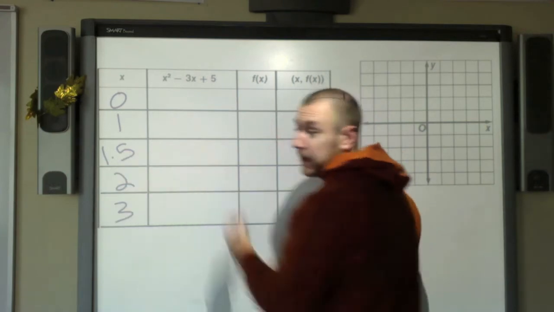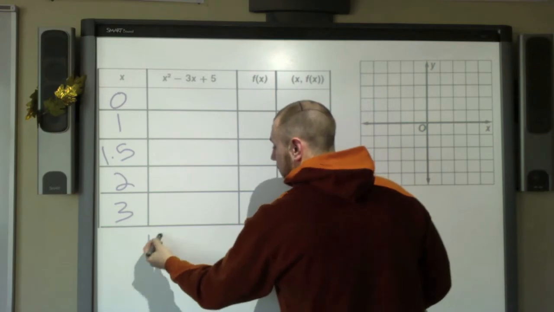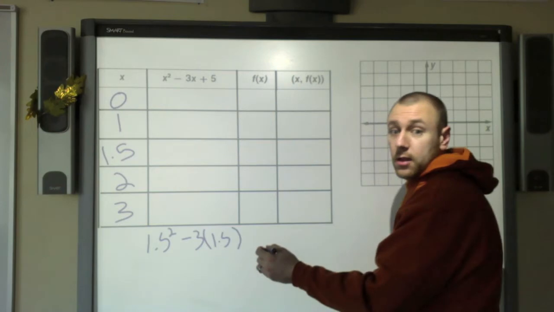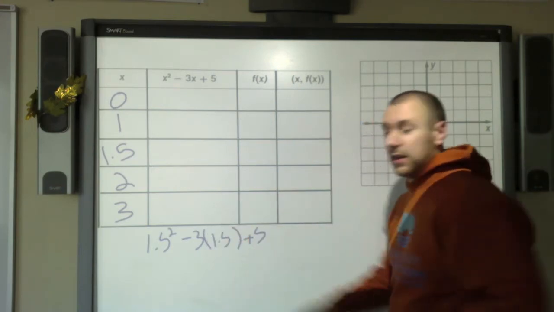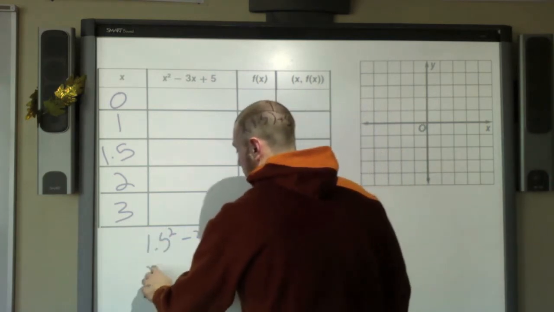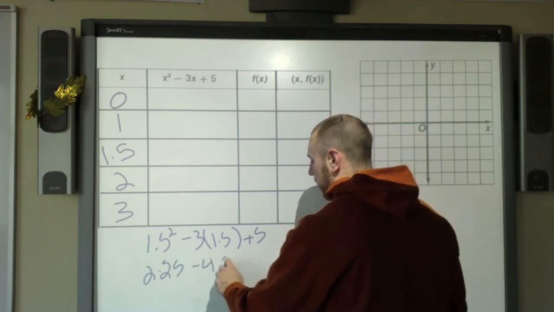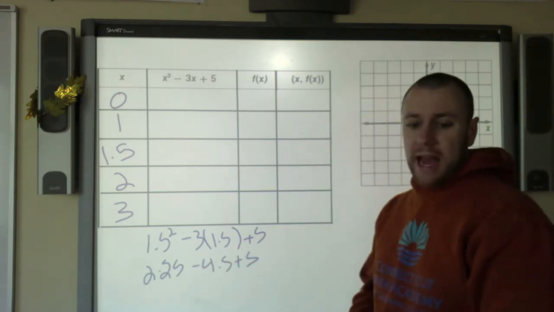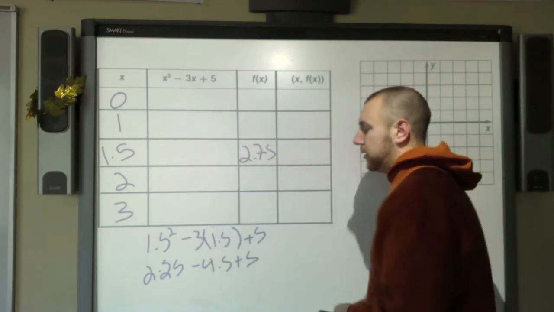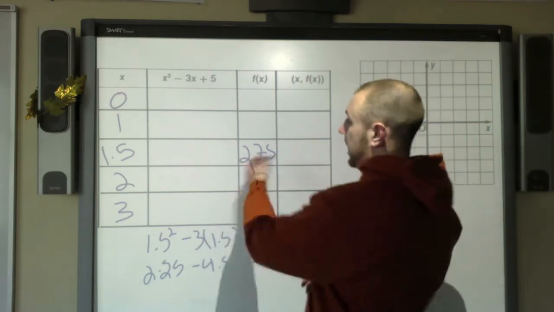I'm going to start with my vertex, okay? So I'm going to plug in 1.5 squared minus 3 times 1.5 plus 5. I then square them. Square this first one: 2.25 minus 3 times 1.5 is 4.5 plus 5. I then add them together, and I get 2.75. I wrote it down here because I don't have enough room right here. So that is my first point.